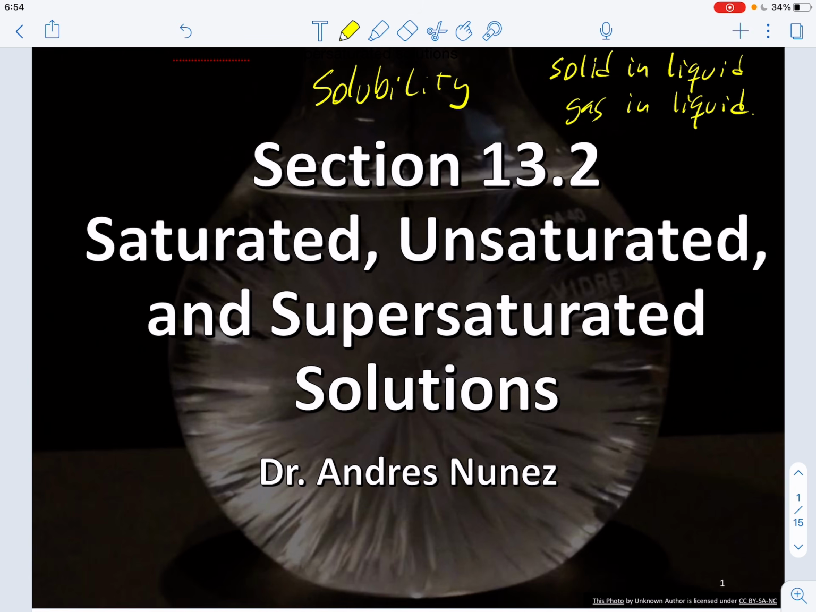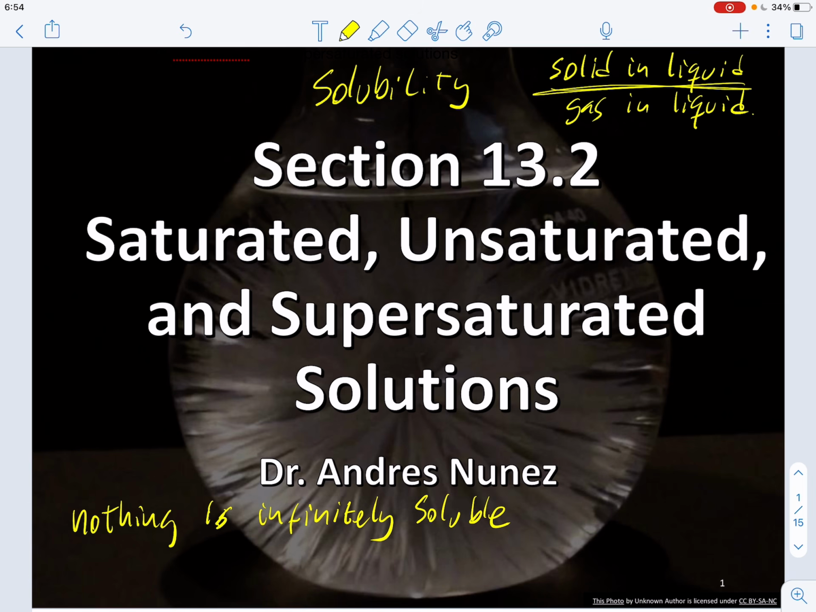And two things that I want you to keep in mind when it comes to solubility. Nothing is infinitely soluble, particularly if we are discussing the solid-liquid solutions, and nothing is completely insoluble. Okay, so you have a wide range of situations here.